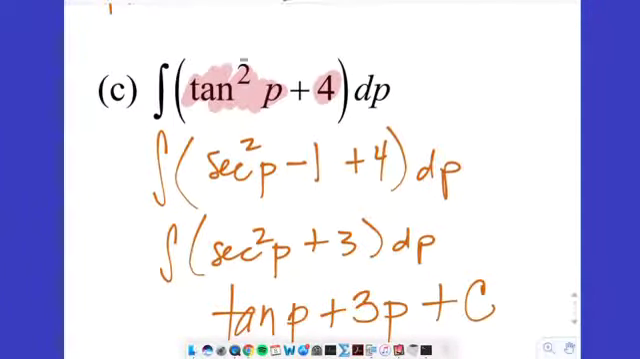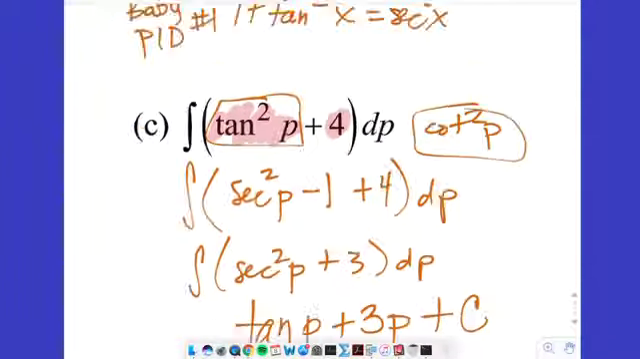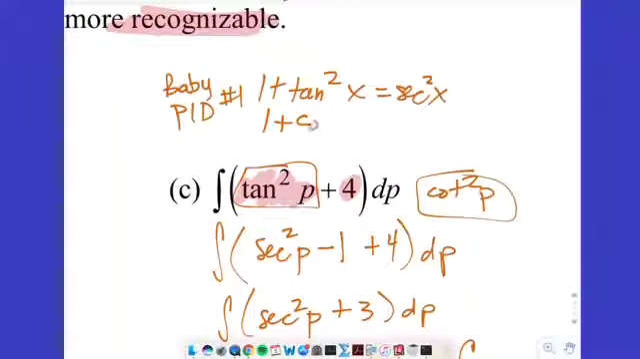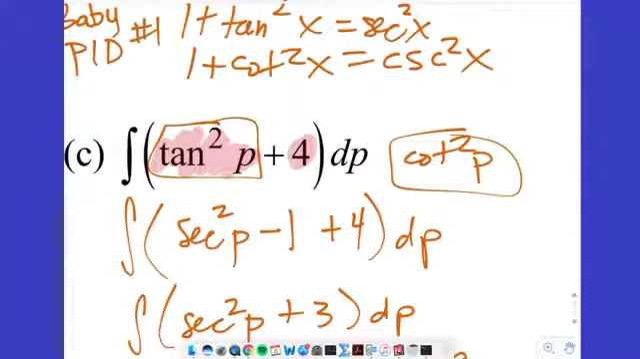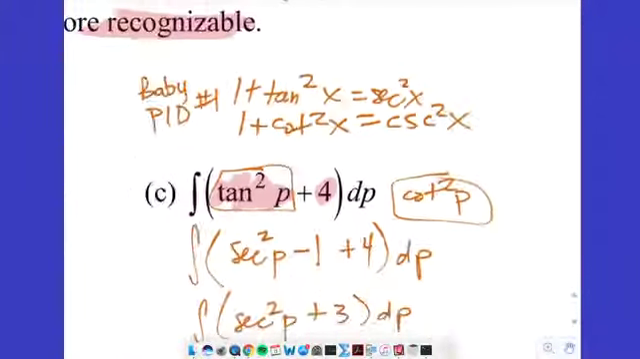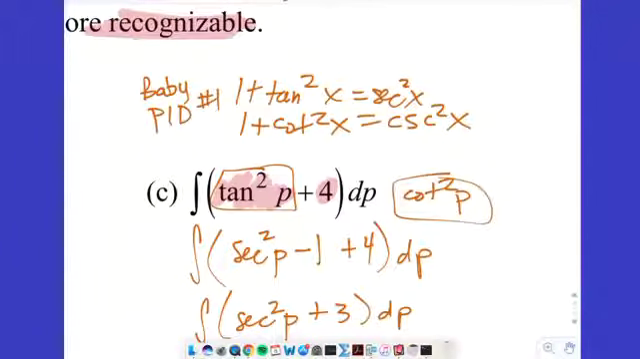So if you ever see an integral of tangent squared or cotangent squared, remember cotangent squared is this, 1 plus cotangent squared of x equals cosecant squared. So because secant squared and cosecant squared are known derivatives, if you ever see a tangent squared or a cotangent squared as a term in your integrand, you're going to use the 2 baby PIDs to put them in terms of secant squared and cosecant squared, respectively.